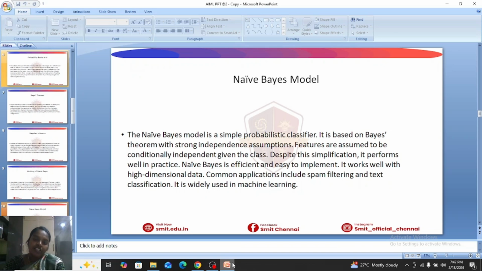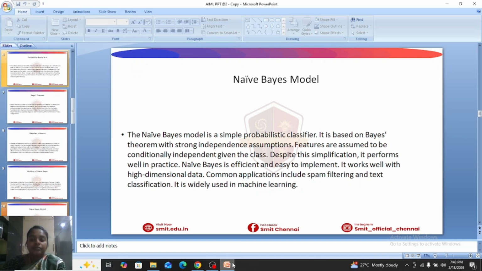Naive Bayes is efficient and easy to implement. It works well with high dimensional data. Common applications include spam filtering and text classification. It is widely used in machine learning. Actually, Naive Bayes models are a family of probabilistic machine learning algorithms based on Bayes theorem. They are called Naive Bayes because they assume that features are conditionally independent given the class label, an assumption that is often unrealistic and yet works surprisingly well in practice.